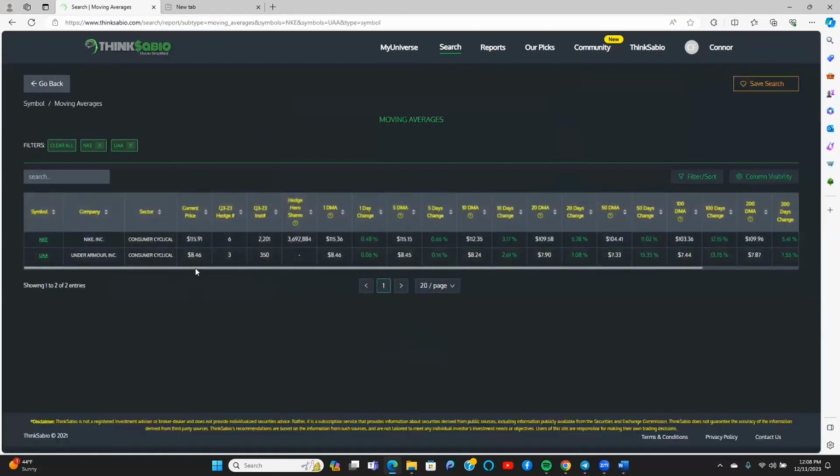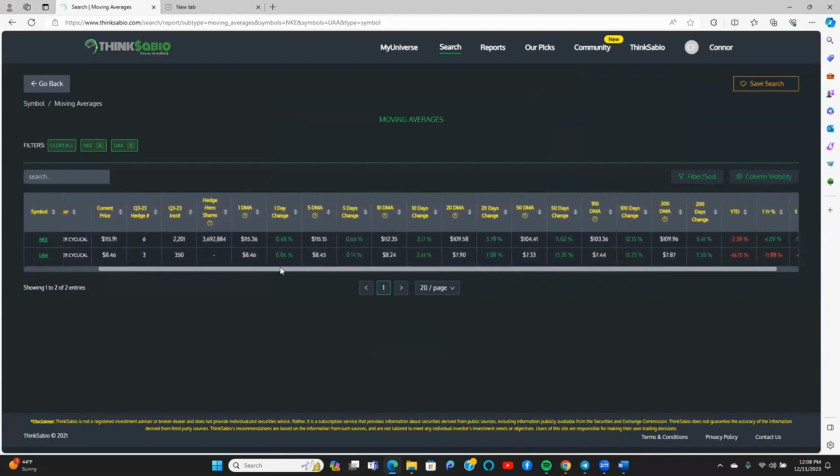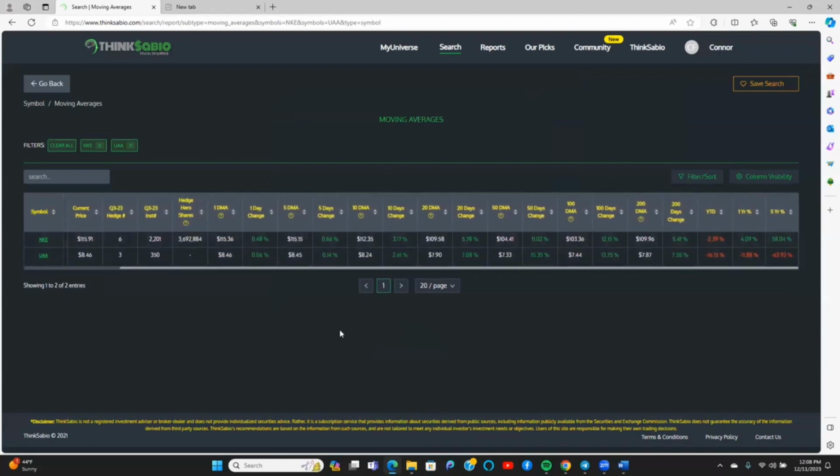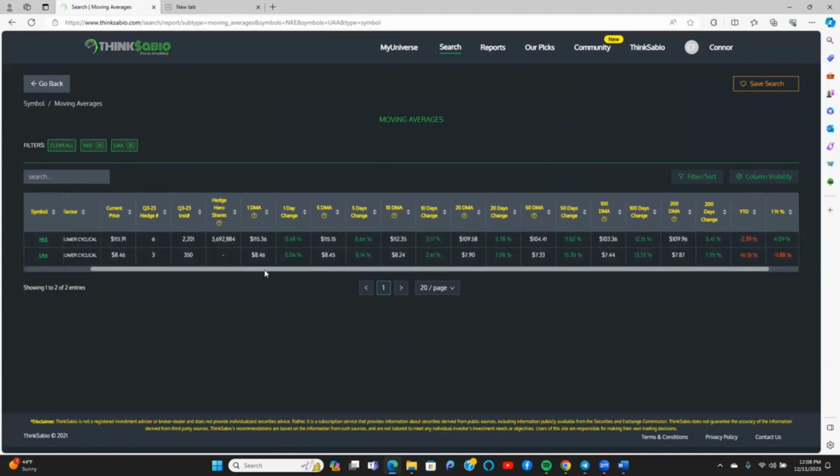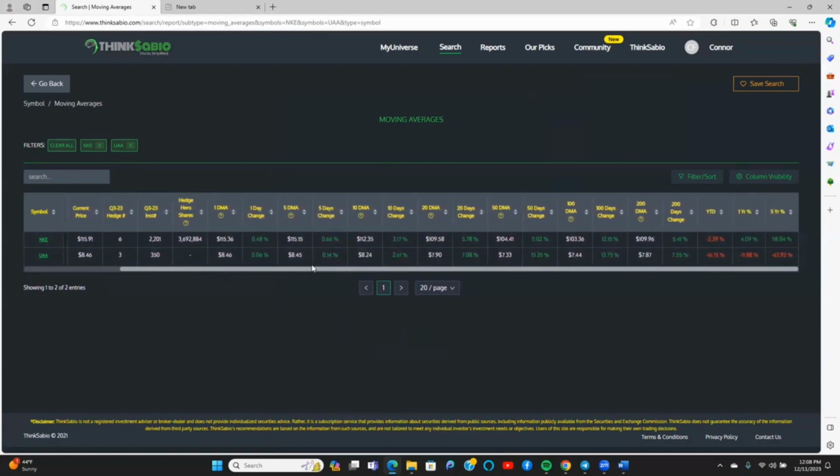So then you see them compared right next to each other. So you have the current price, institutional investment. Obviously, Nike's has a lot higher price, and then you have the day moving averages right next to each other. So for instance, with Under Armour, for the 5-day and the 10-day moving average, the percent change is lower for Under Armour than it is for Nike. But for the 20-day moving average, Under Armour's percent change is higher.